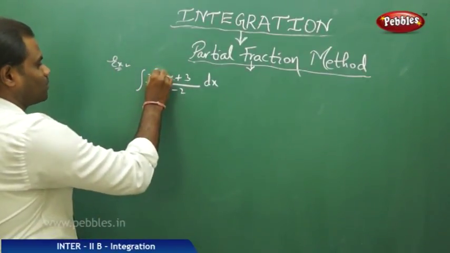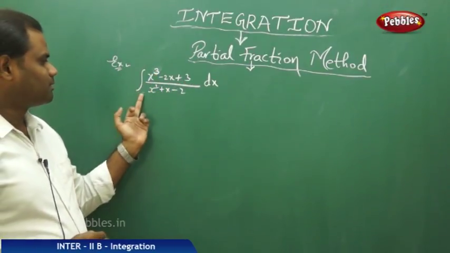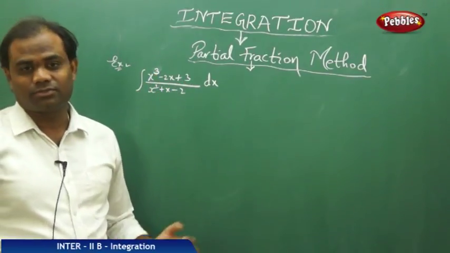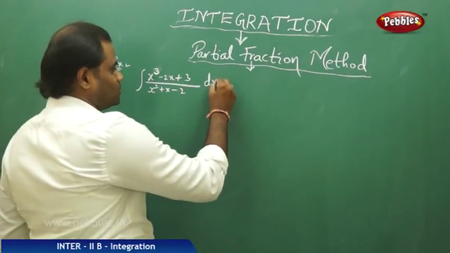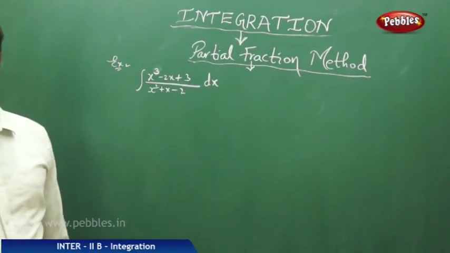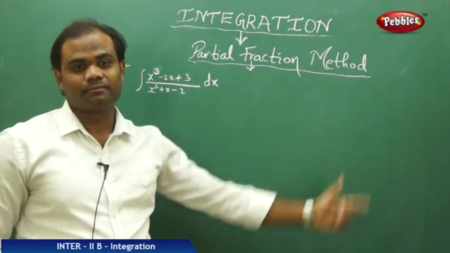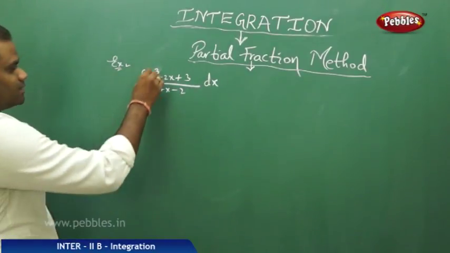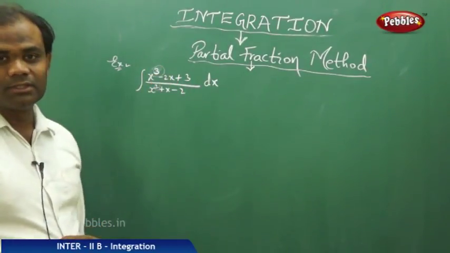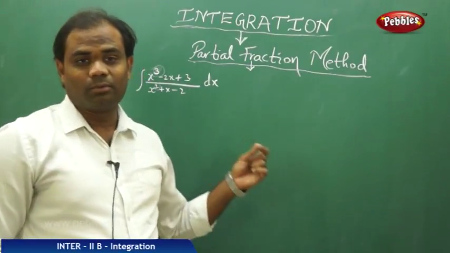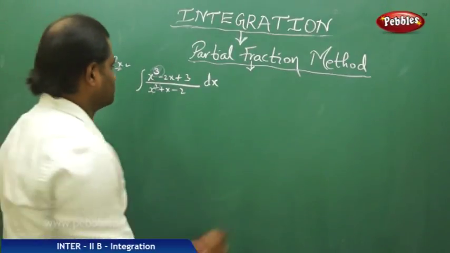So I have the problem: integral of (x cube minus 2x plus 3) by (x squared plus x minus 2) dx. So let's see how we can use partial fractions in order to integrate this using the partial fraction method. As we see that the degree of the numerator is greater than the degree of the denominator, we can divide the two polynomials, the polynomial in the numerator and the polynomial in the denominator.